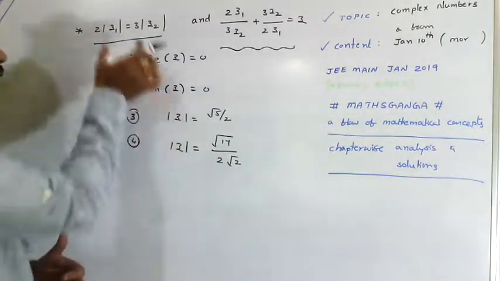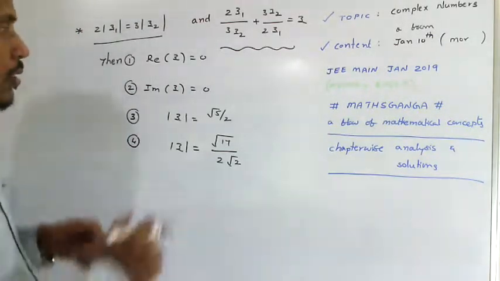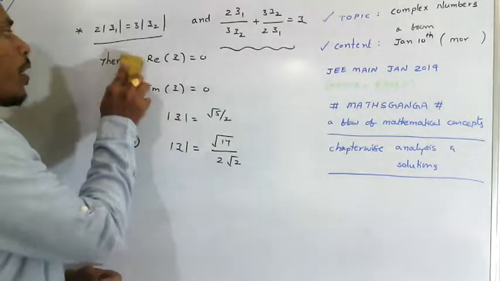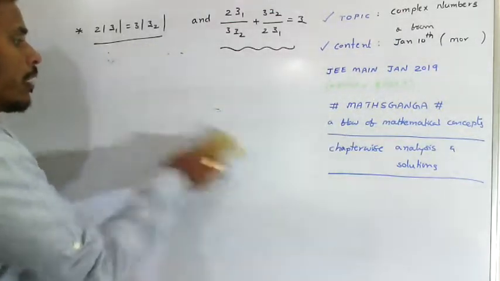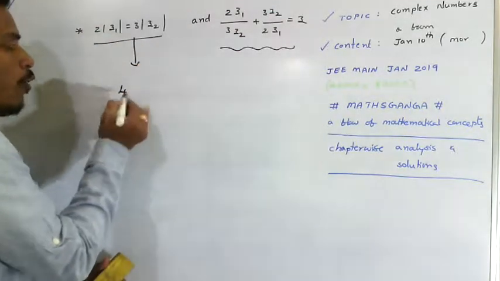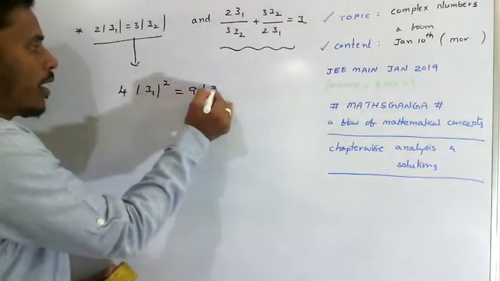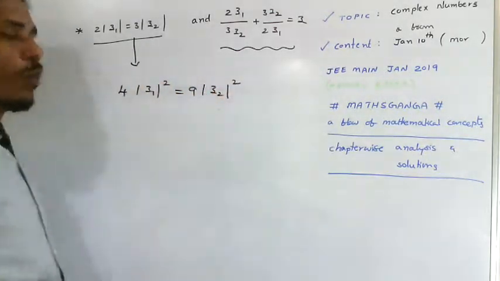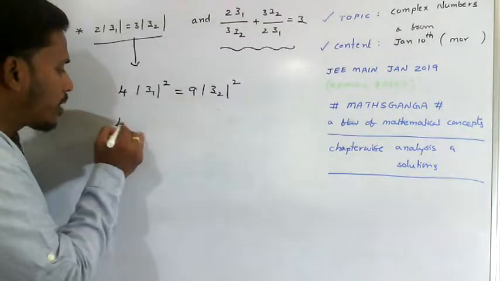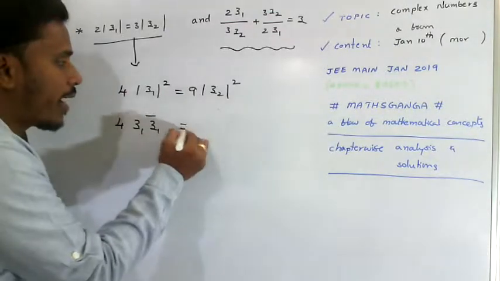See, it's clear that 2 mod z1 is equal to 3 mod z2. Since 2 mod z1 is equal to 3 mod z2, if you square on both sides, what do we have? We will get that 4 mod z1 square is equal to 9 mod z2 square. And we are aware that mod z1 square is nothing but z1 into z1 bar, and on this side 9 z2 into z2 bar.